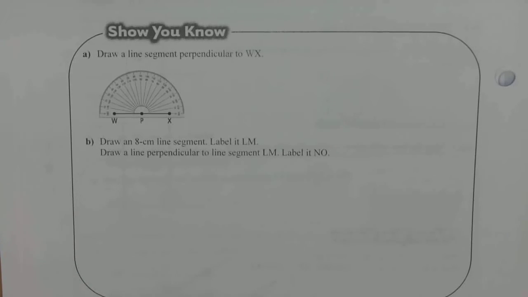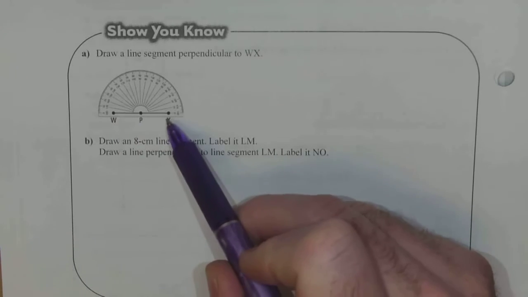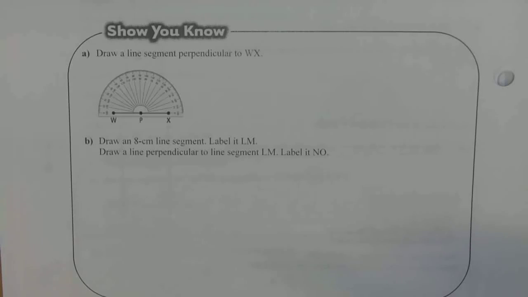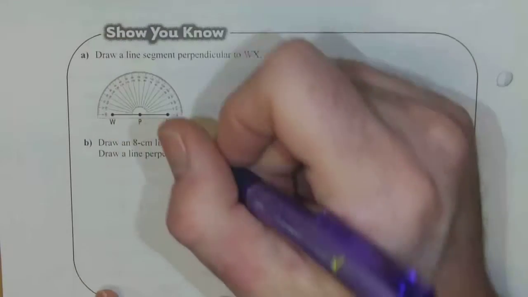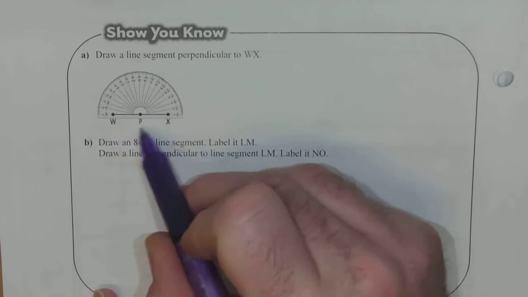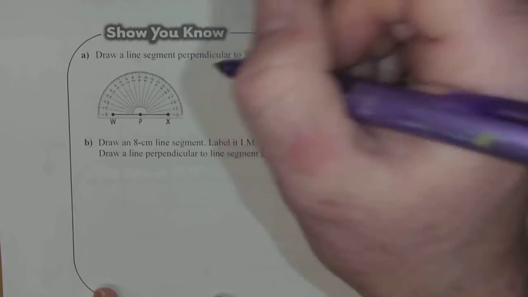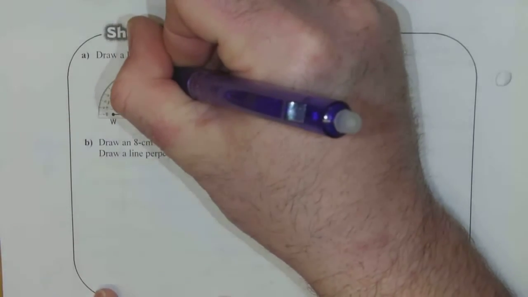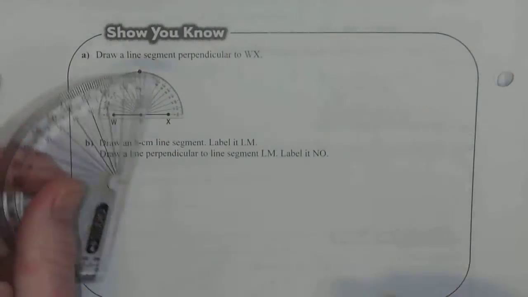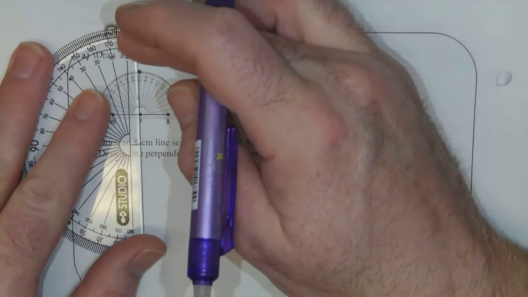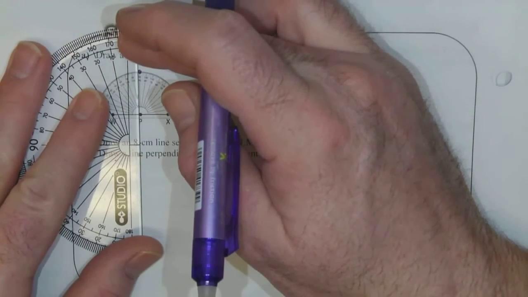Starting off by drawing a line segment perpendicular to WX. Well, they've been so kind to throw a protractor on there for us, so we don't even need a real one for this job. So WX is already positioned on the line, so we find 90 degrees because that's what perpendicular is. Mark the point. Then simply use a straight edge to connect it up to P.